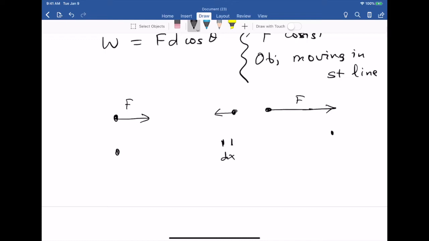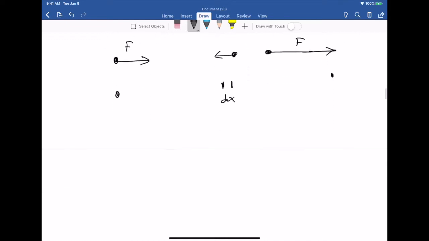So let's call the tiny amount of work done as the object moves from x, this distance is x, and this distance is x plus dx. The tiny amount of work done as the object moves from x to x plus dx is going to be f, whatever the value of f is at x, times the distance dx, times cosine of the angle between f and dx, which is 0.